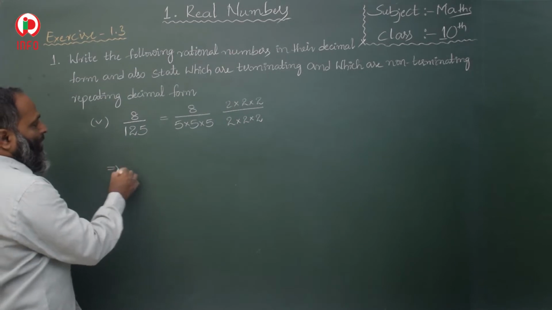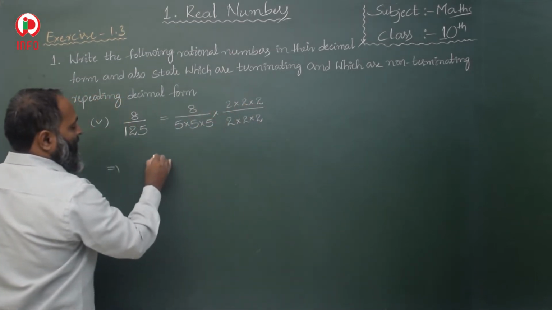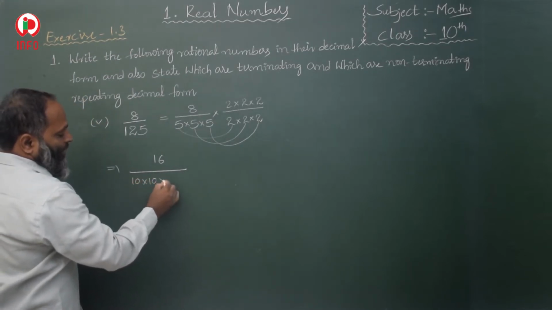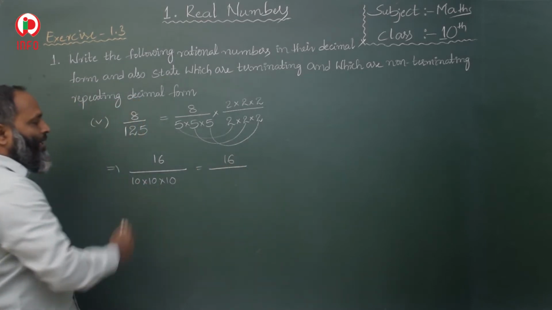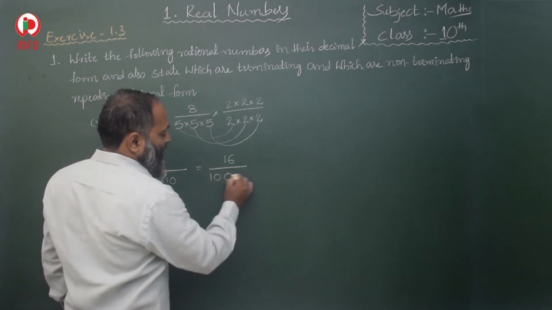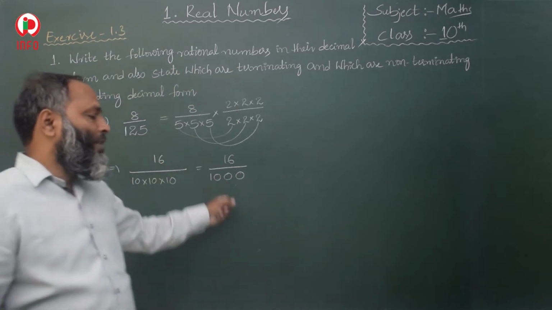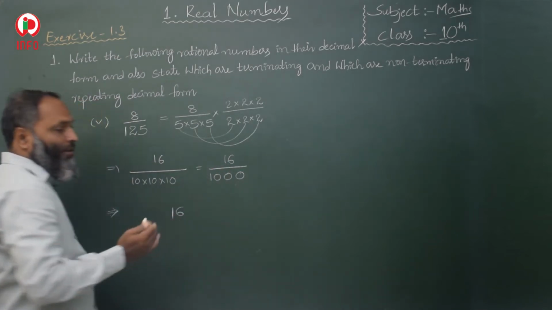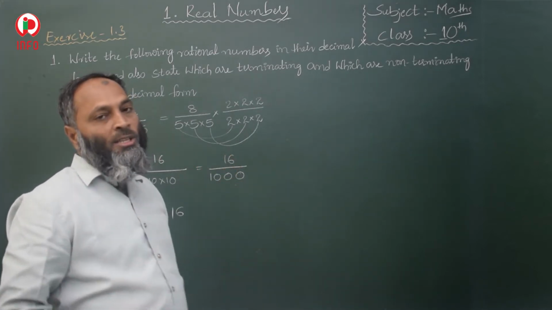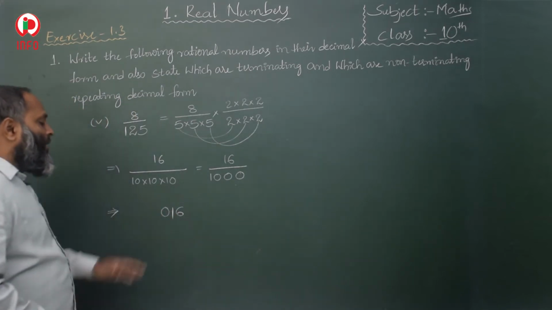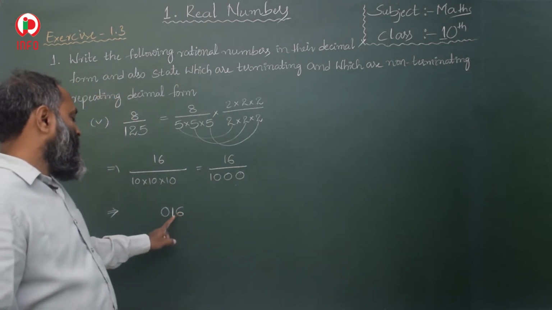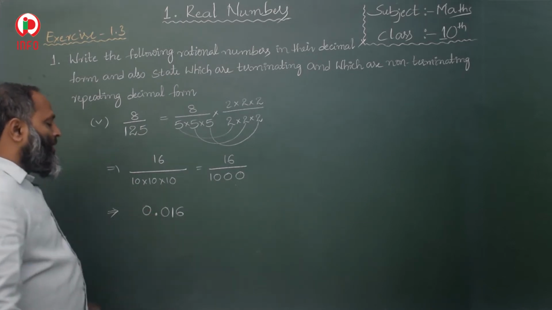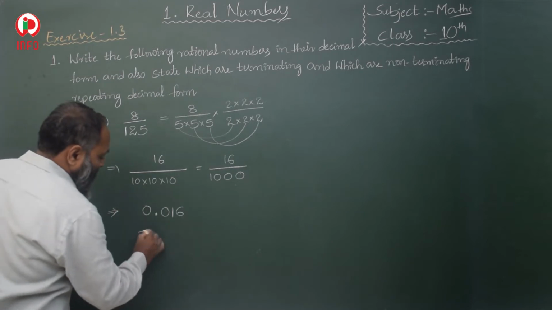Now, how is it? 2 twos are 4, 4 twos are 8, 8 twos are 16. 16 by 5 twos are 10, so 10 into 10 into 10, that is 16 by, 10 tens are 100, 100 tens are 1000. If in the denominator we have 3 zeros, that means in the numerator after 3 digits we should keep a decimal. Here in the numerator we have only 2 digits, so 1 more digit we need. For that we keep a 0 on the left side of the number, that is 016. Then after 3 digits are completed, keep the decimal. After the decimal nothing is there, so we keep a 0, that is 0.016. This is a terminating decimal.